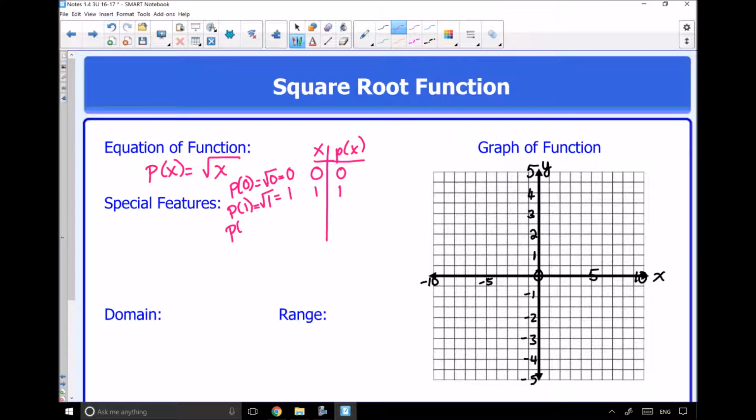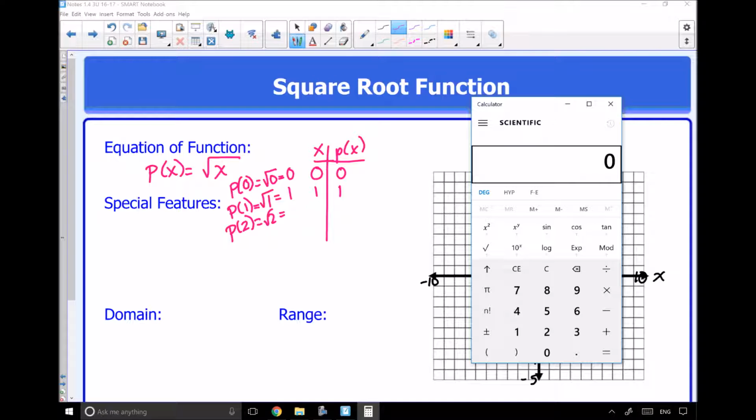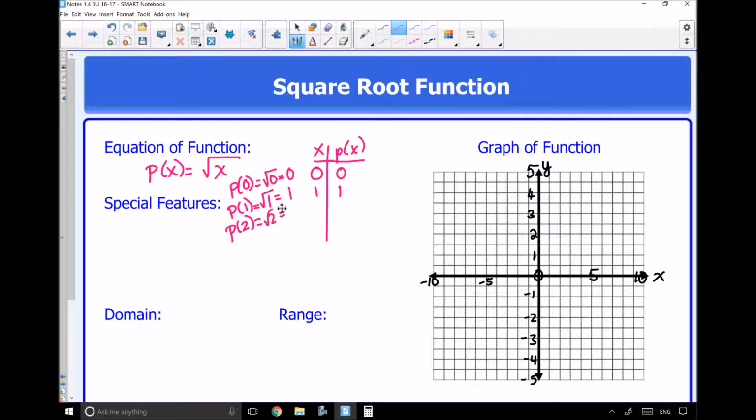If I want to plug in 2, I'm going to take the square root of 2, which is not a nice, pretty number. So I'm going to type it into my calculator and figure out what it is approximately. When I take the square root of 2, I type 2 in, square root it, and I get approximately 1.414. So when x is 2, the corresponding y value is 1.414.